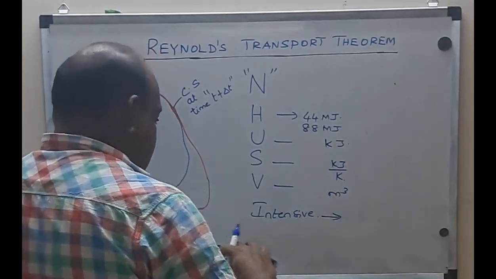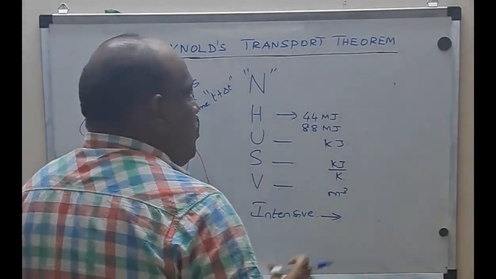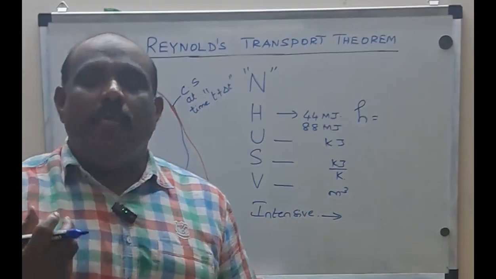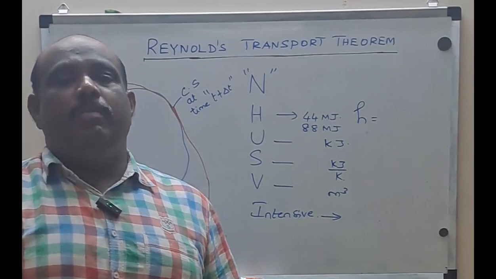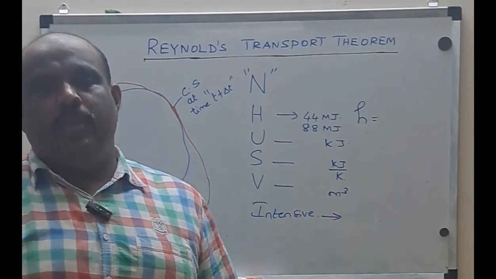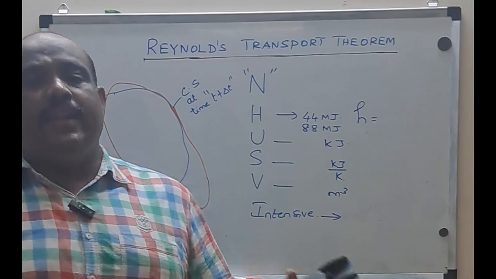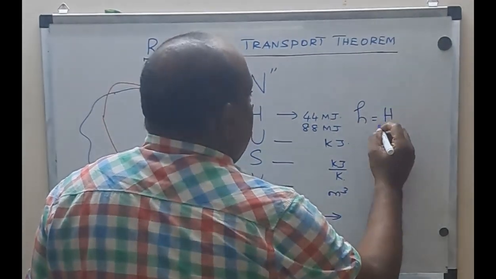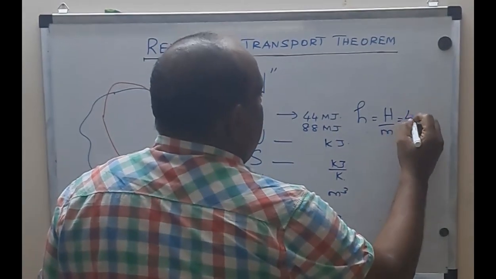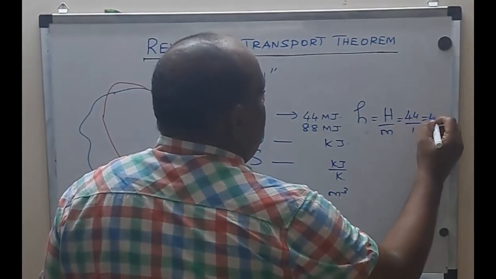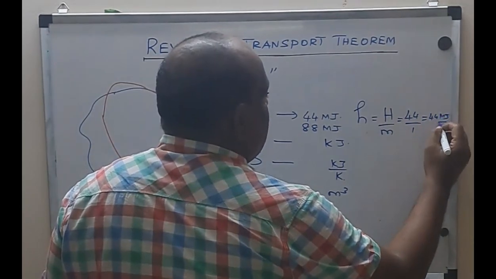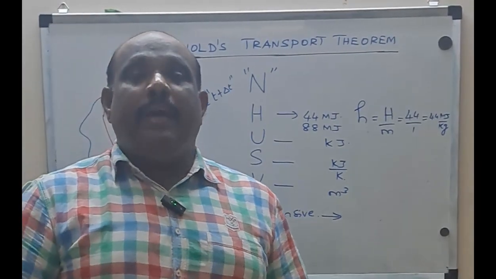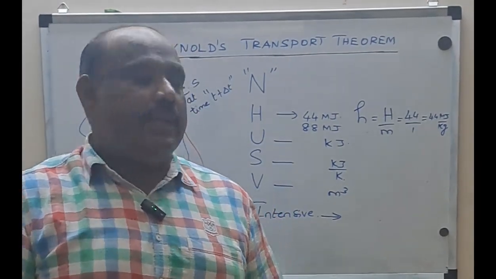What I'm telling is that I'm going to have small h. What is small h? Specific enthalpy. What does it mean? It is the amount of heat liberated when I burn per kilogram of fuel. So instead of 5 kg of diesel or 10 kg of diesel, I'm going to take only per kg of diesel. So it will be capital H by M, which is 44 by 1, so 44 megajoule per kilogram. Now the unit is not megajoule; the unit becomes megajoule per kilogram.